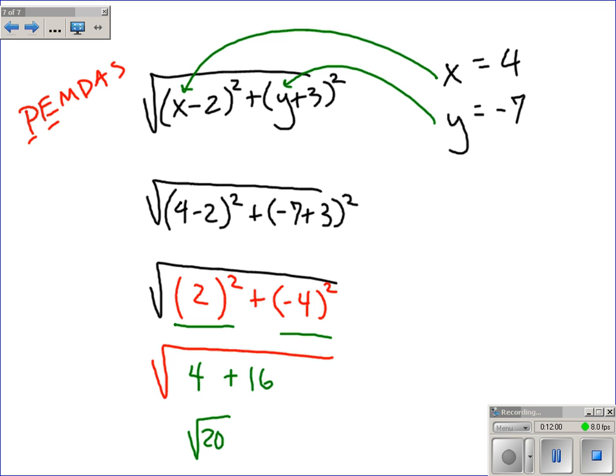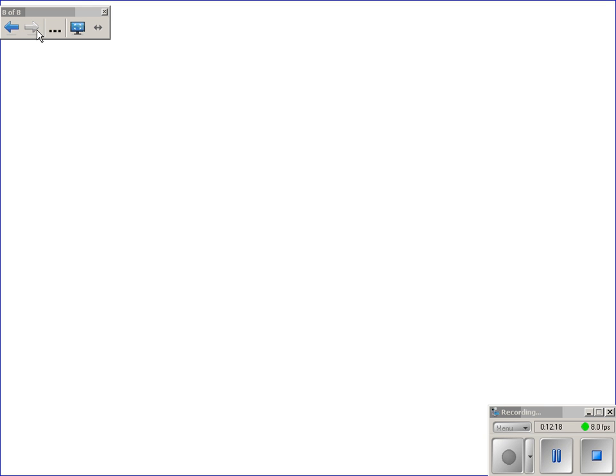Although you could plug this into a calculator and get a decimal answer, or you could simplify the square root, I think I'll just leave it like this for now as the square root of 20. So this video has been on the order of operations, what that order is, PEMDAS, how to use that to simplify expressions, and how to use it to evaluate formulas.